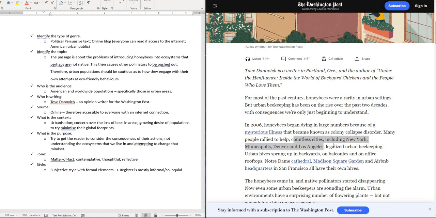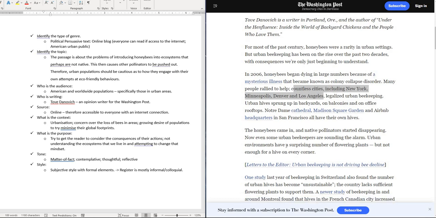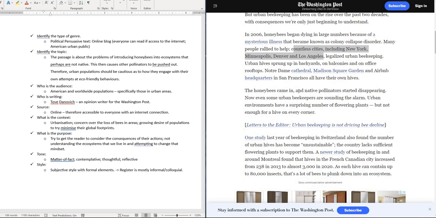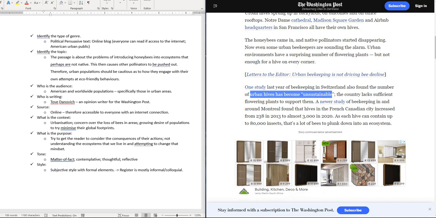So we're already starting to get a sense, just from this short section, what this text is going to be about. Obviously, this is an entire passage. You often only get an extract, so of about 2 or 3 paragraphs long. But we can see already the native pollinators starting to disappear. We can see some research indicating that the urban hives have become unsustainable.